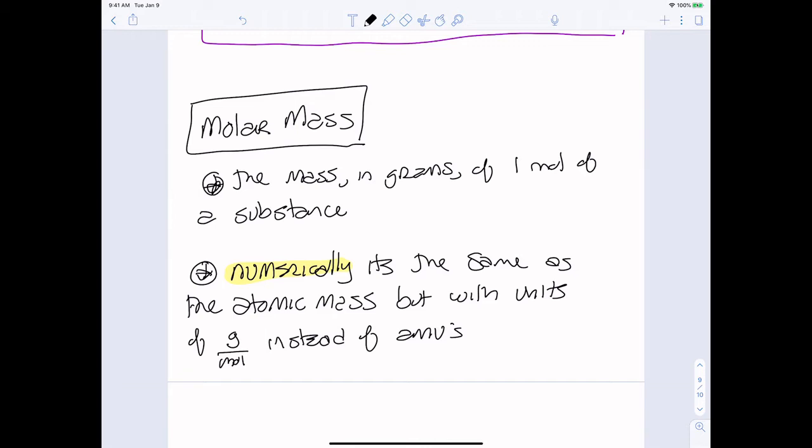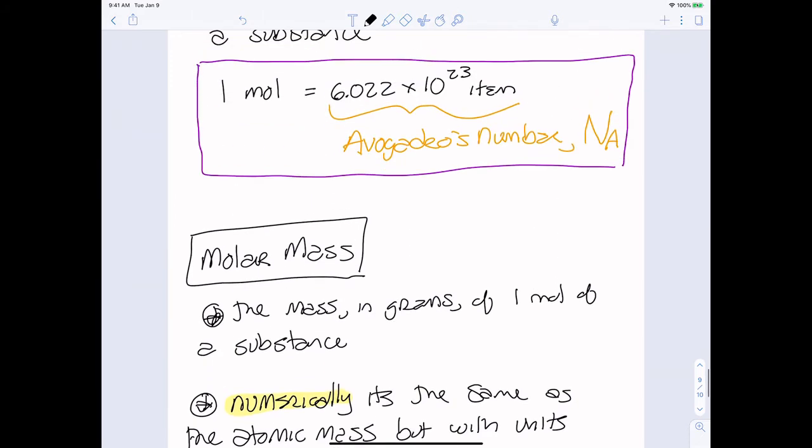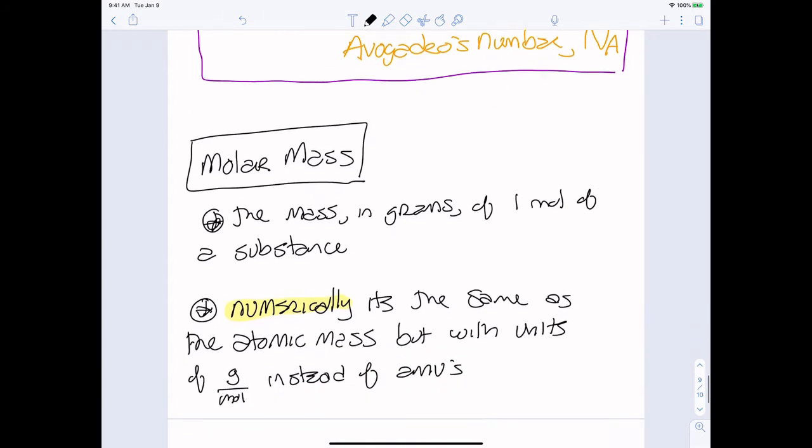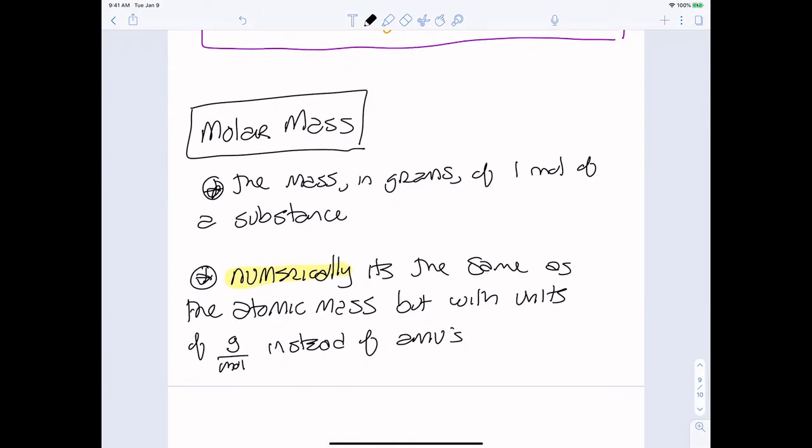Conceptually, atomic mass is the weighted average mass of all of an element's naturally occurring isotopes. Molar mass is the mass in grams of 1 mole of it, right? 1 mole is huge. So we're not just taking percent abundances of isotopes. We're actually saying, okay, if I had 6.022 times 10 to the 23rd of that, what would its mass be? So numerically it's the same, conceptually very different.